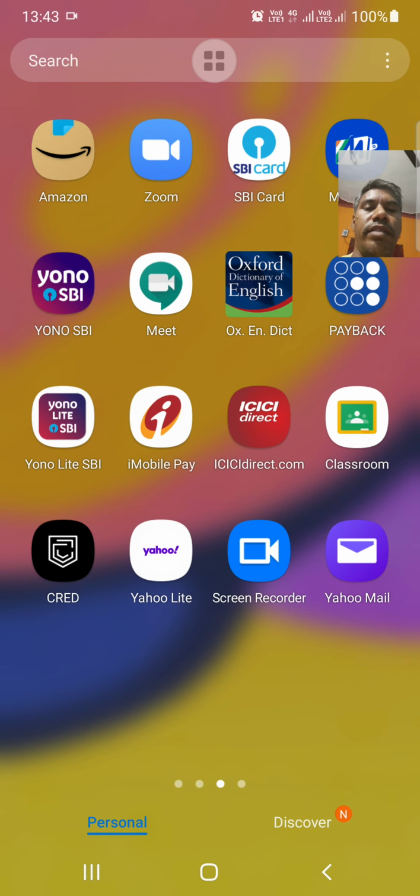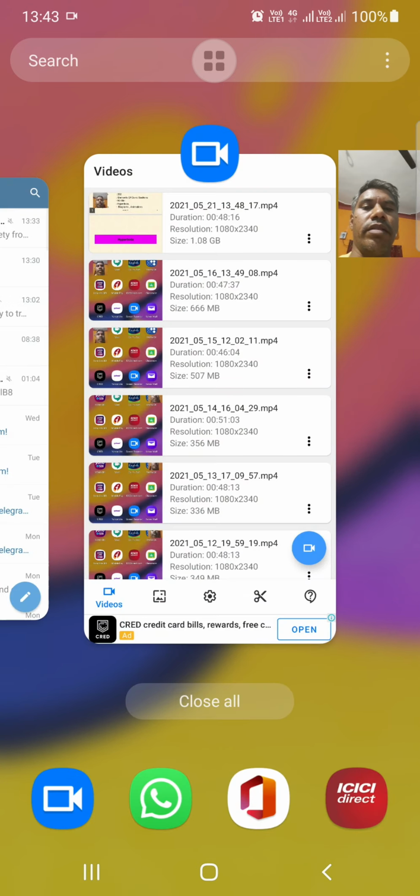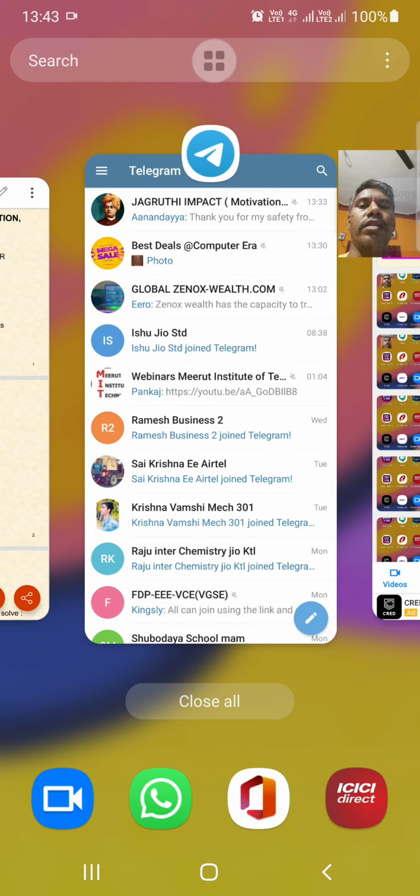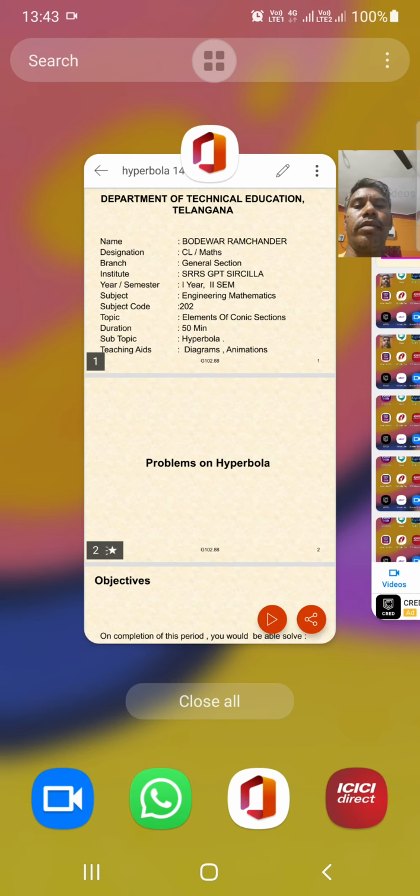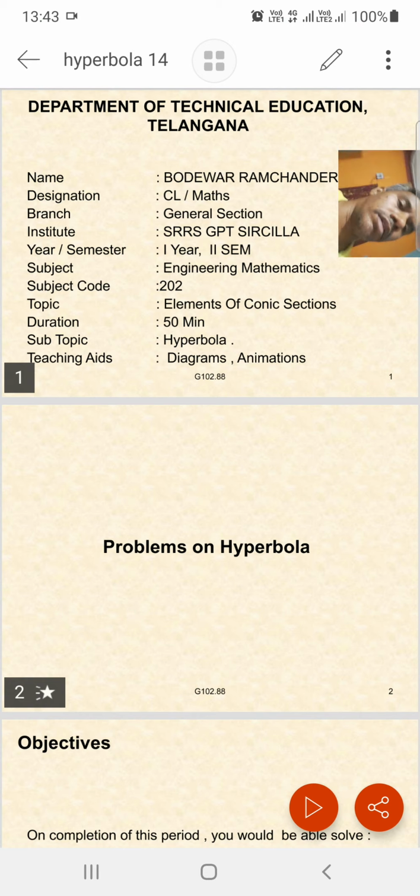Dear students, in previous class we discussed hyperbola and its forms, and today we will learn some problems on hyperbola. Let us see how to do the problems of hyperbola.